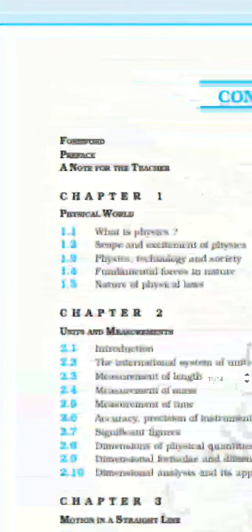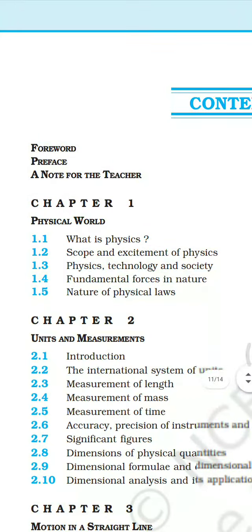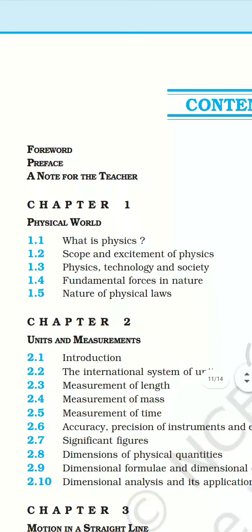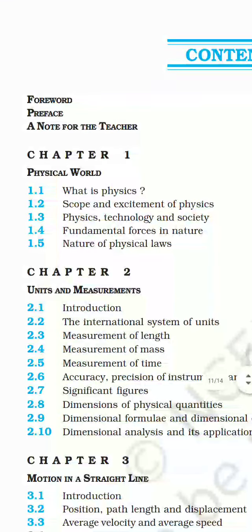In the first chapter, Physical World, we are going to discuss what is physics, scope and excitement of physics, physics and technology and society, fundamental forces of nature, nature and laws of physics. Units and measurement: in chapter 2 we are going to discuss units, why they are necessary and how they are useful for day-to-day lives.